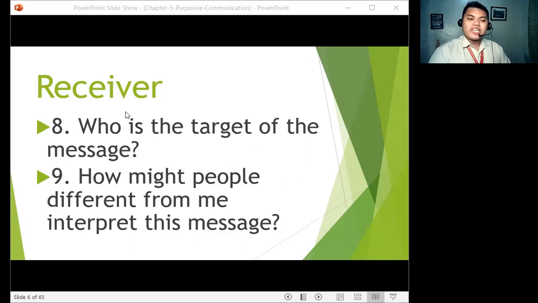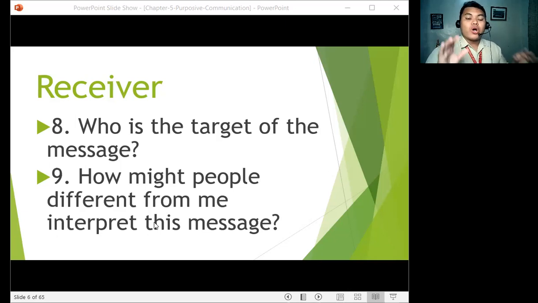And the next one is the receiver. You as a receiver. So you need to identify who is the target of the message. Is it you? Is it the kids, children? Is it those young adults? You need to identify the appropriateness of the message.